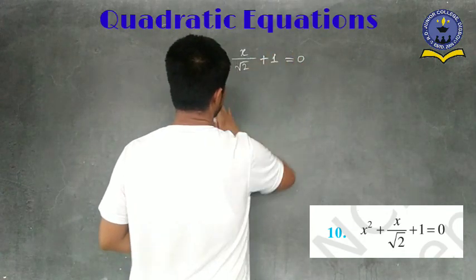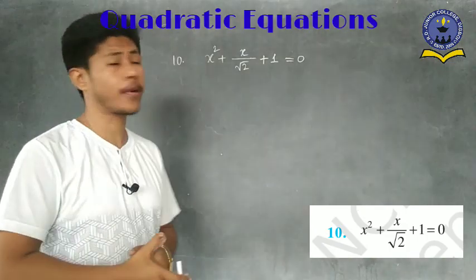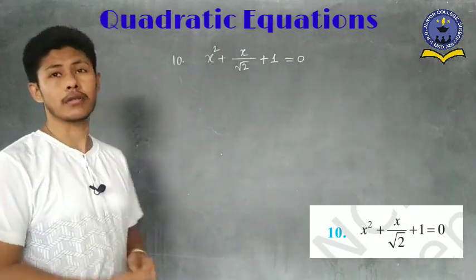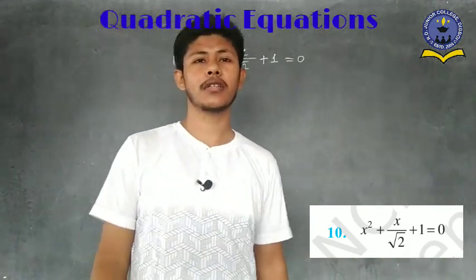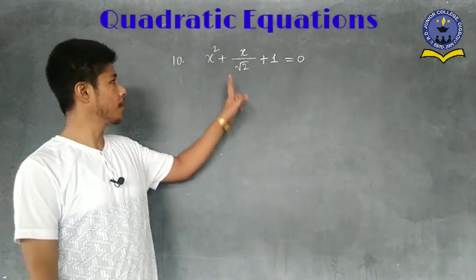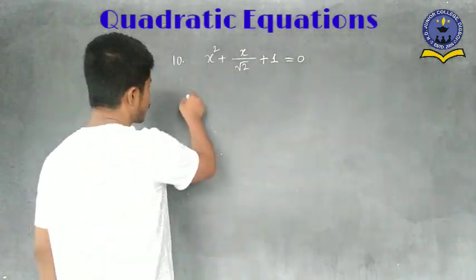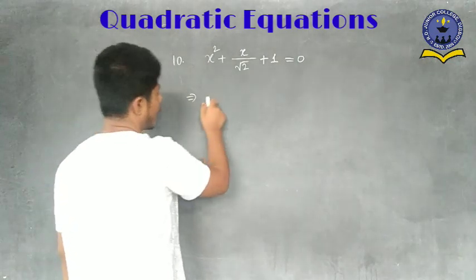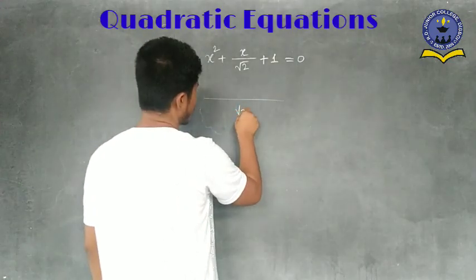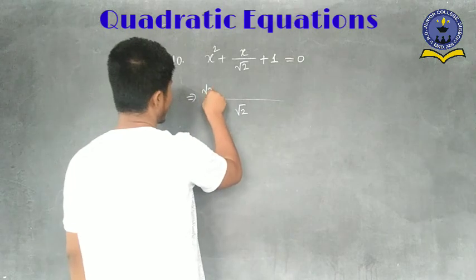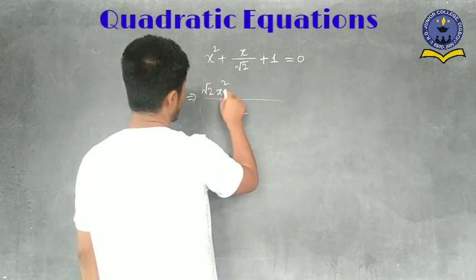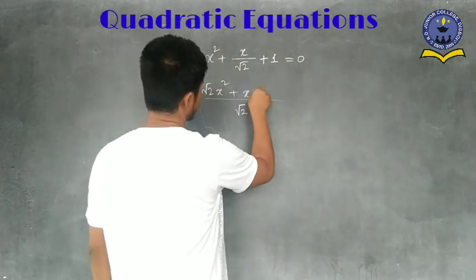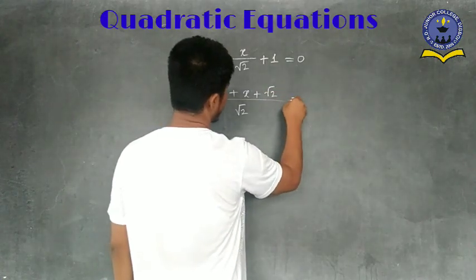Now the question is this one, x square plus x by root 2 plus 1 equals 0. Is it clear? So this one is the question given here. If we solve this question now, first of all, if we take LCM, this one is root 2, then what you have to write here is root 2x square plus x plus root 2 equals 0.